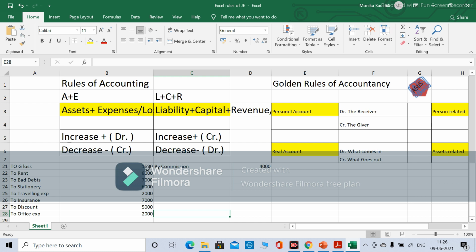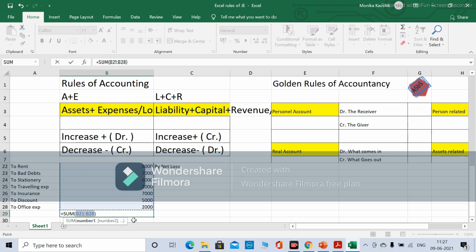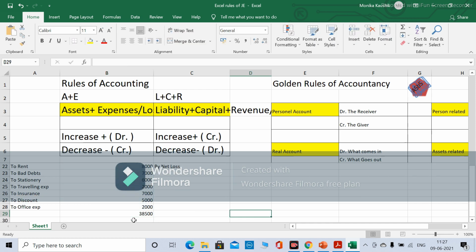Again, if I see these are 38,500, so more expenses than the revenues. So again in this case also we will find out the net loss. If the expenses, or the debit side, is more than the credit side, this is 38.